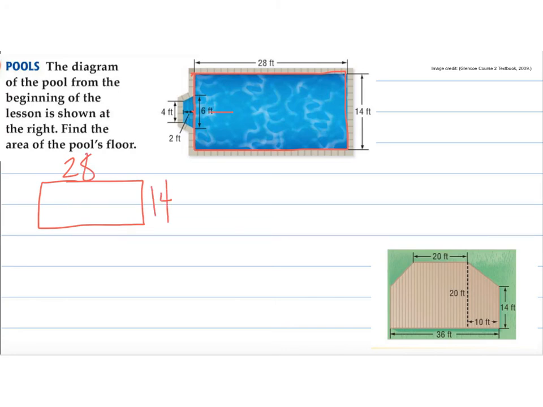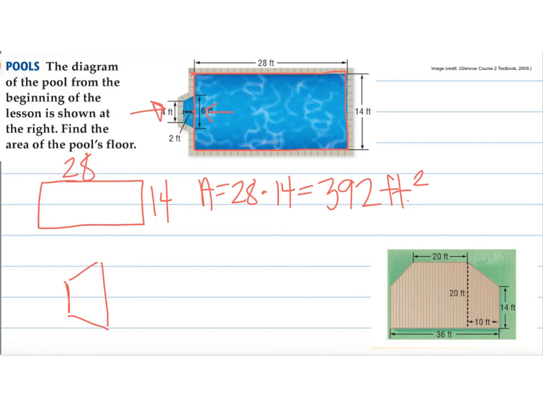This 6 goes right on the bottom of the trapezoid, so we don't need to worry about the 6 yet. So let's find the area of the rectangle because that's pretty easy. 28 times 14. So 28 times 14 equals 392 feet squared.